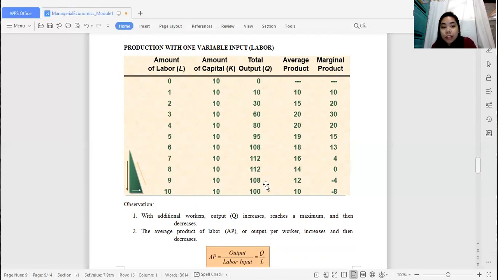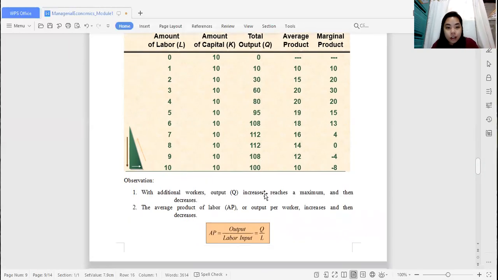So 108, if you keep adding, if you reach 10 units of labor, it becomes only 100. Excuse me class. It becomes only 100. So you can see that it decreases. The addition reaches the maximum and then decreases. So that's our first observation. It reaches the maximum, then decreases.